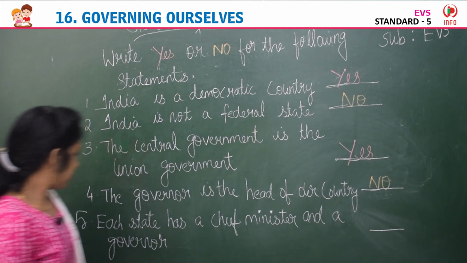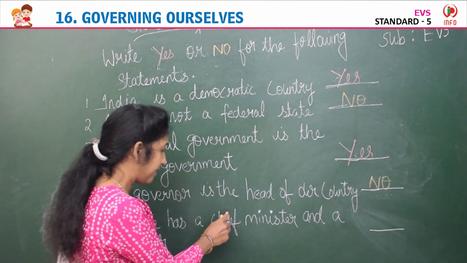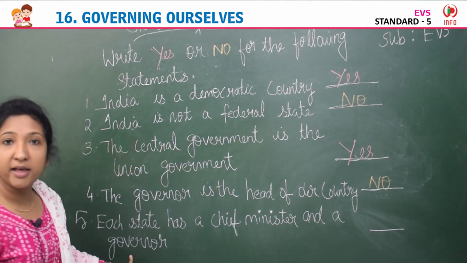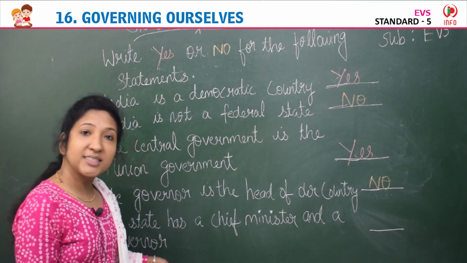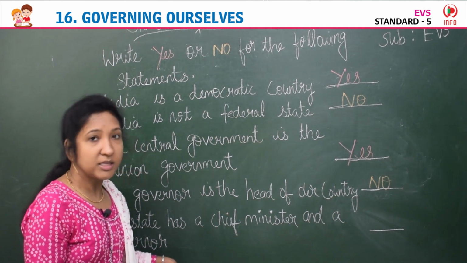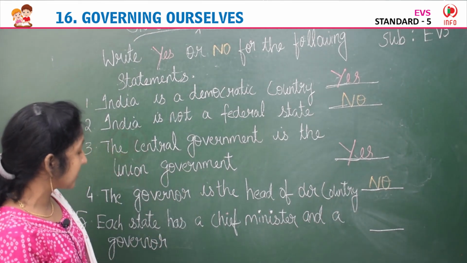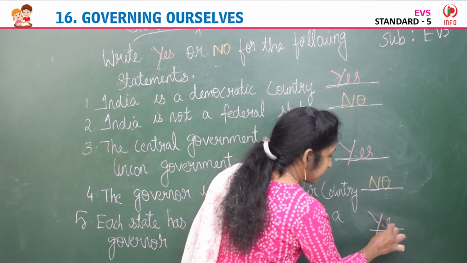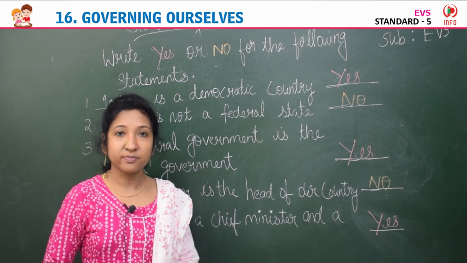Okay. Last question. Each state has a chief minister and a governor. Is it right or wrong, children? Every state has a governor and also a chief minister. It is right. Answer is yes.